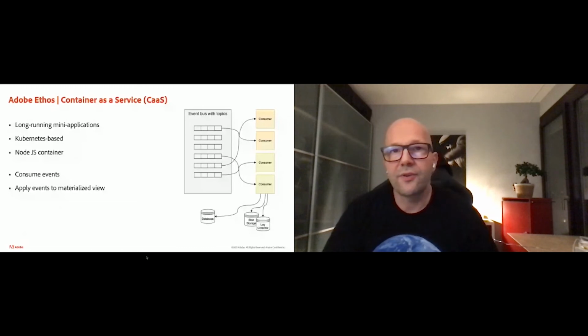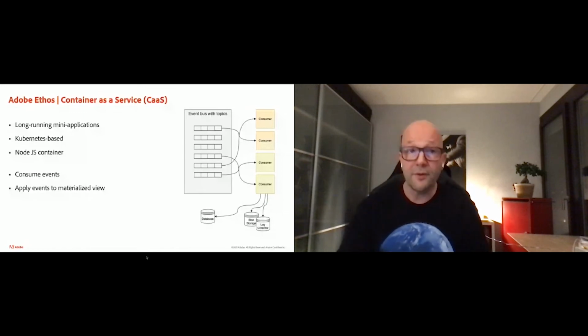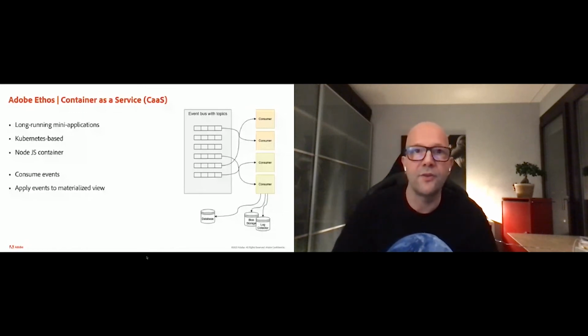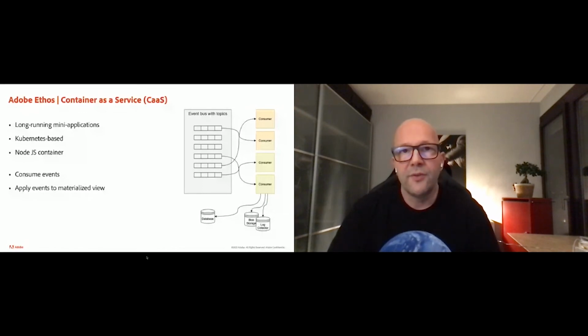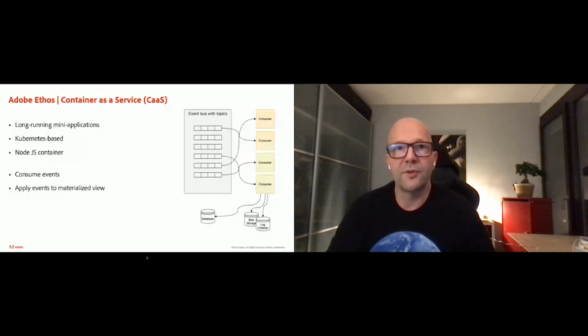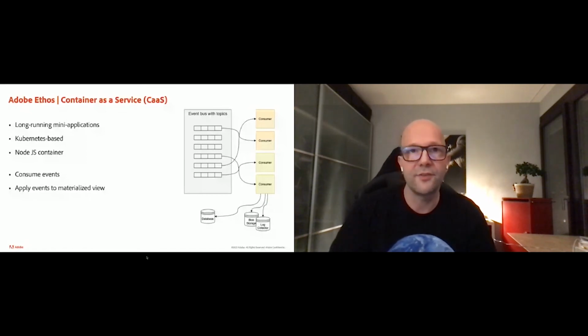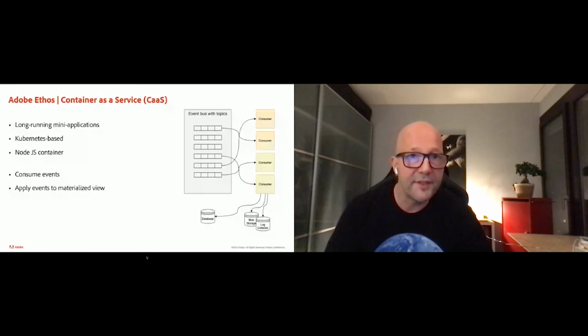For any application concerns that require long-running processes, we use Adobe's internal container as a service platform, the Kubernetes-based Adobe Ethos. We use it to deploy Node.js containers that run our event consumers responsible for projecting events into materialized views as described previously. It features fully automated continuous integration and deployment. As most of Adobe's internal services, it is fully integrated in the Adobe ecosystem, and deployments benefit from APIs and services to access other Adobe solutions with relative ease.